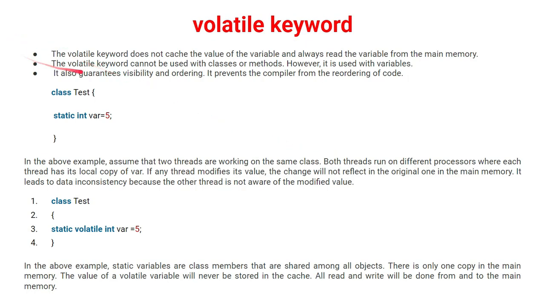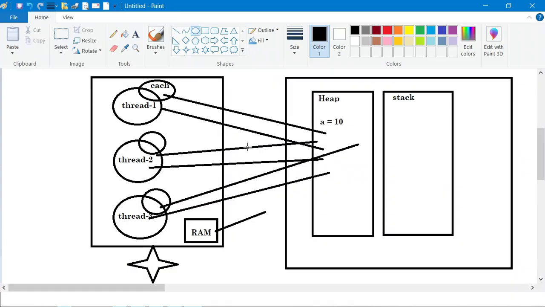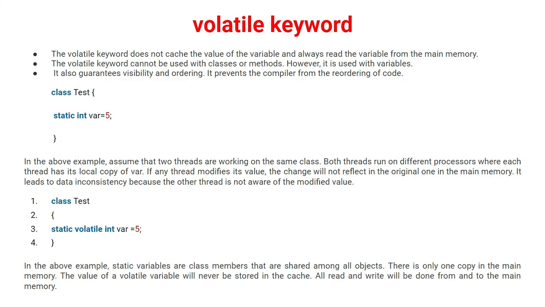So it says clearly here, the volatile keyword does not cache the value of the variable and always reads the variable from the main memory. If you do not use volatile, it will store inside the cache. But if you use the volatile keyword on that variable a, it will not store inside the cache. It will directly do the operation inside the heap, which is the main memory area, so that your data will be consistent.